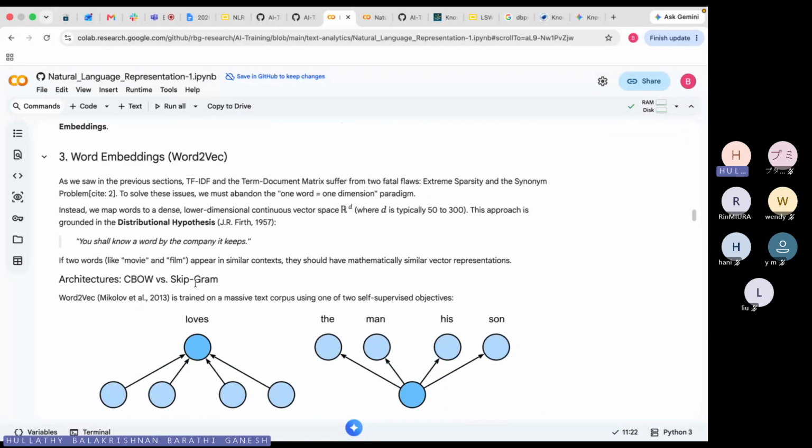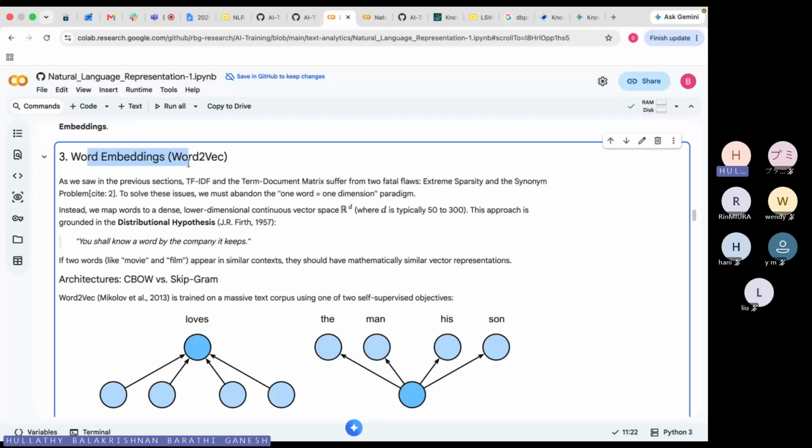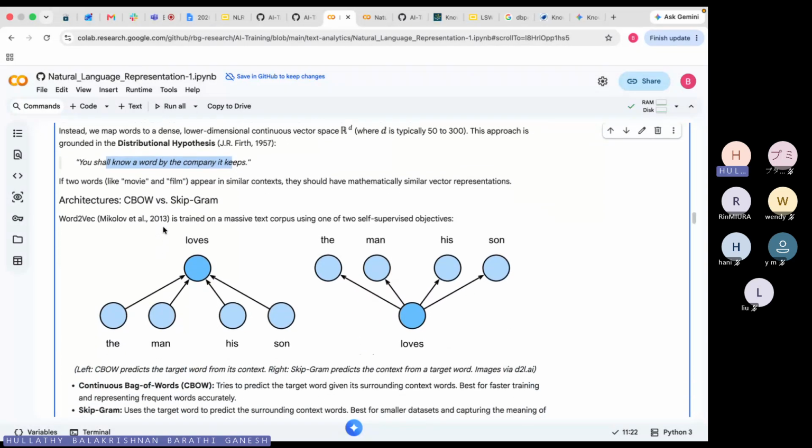So now we are getting into word embeddings. Word embeddings are built based on the distributional hypothesis, that you should know a word by the company it keeps. It's from the proverb that one can judge a person by the friends they keep. So that's a kind of hypothesis. Here we have two approaches, CBOW and skipgram.